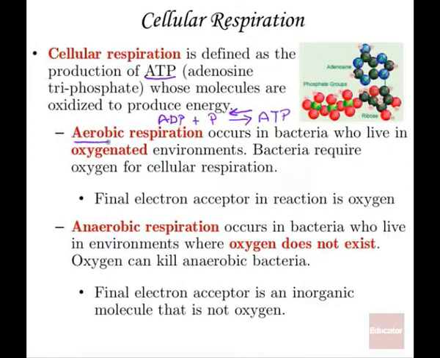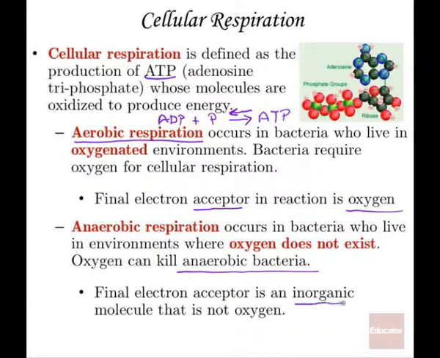Aerobic respiration is the production of ATP in oxygenated environments. By definition, oxygen is required for this process to occur, and the final electron acceptor is oxygen itself. Anaerobic respiration is the production of ATP in environments where oxygen does not exist. These anaerobic bacteria thrive in environments without oxygen, and in fact, if you add oxygen to their environment, they actually die.